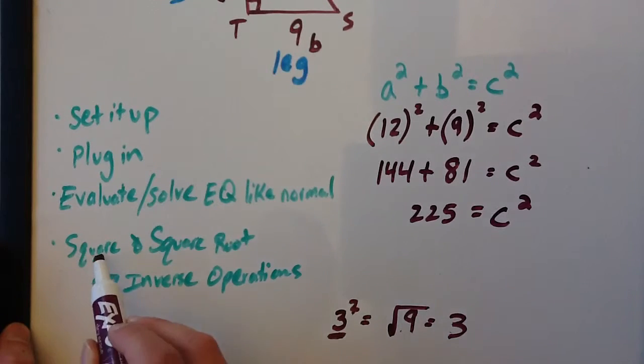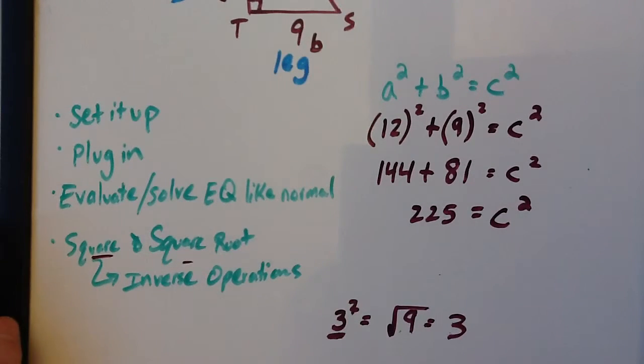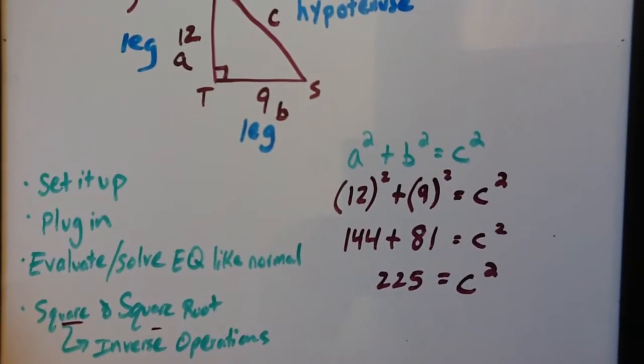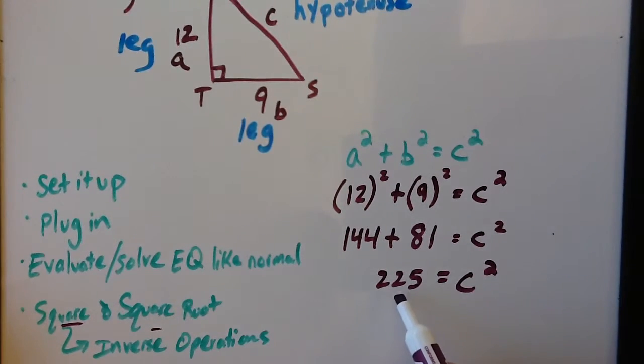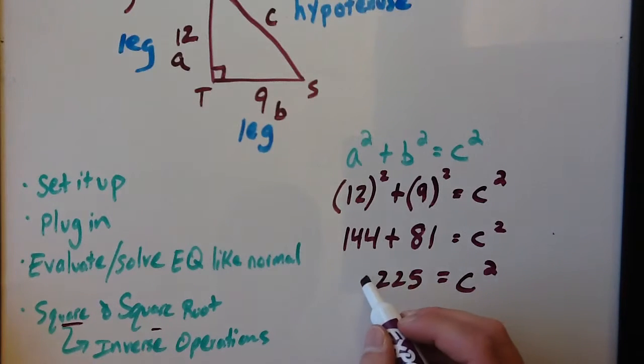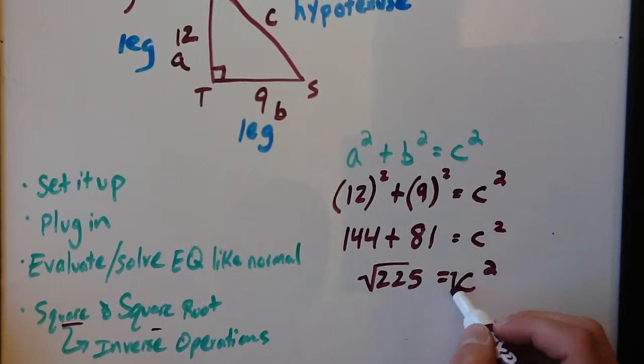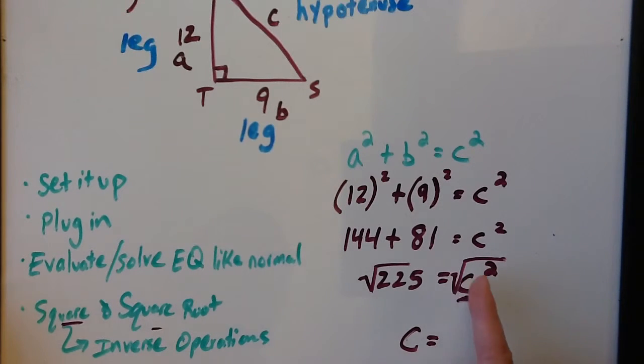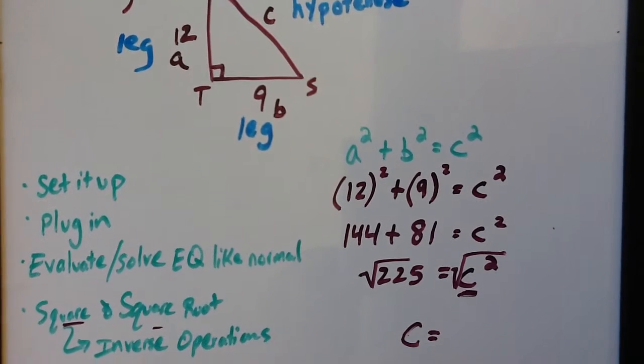Okay, so square and square root are inverse operations. Keep that in mind. So here, going back to the original problem number 1, I have 225 equals c squared. If I need to get c by itself, I have to take the square root of both sides, because the square root of a square is just this number, is just c. So the square root of c squared is just c. So c is equal to the square root of 225.